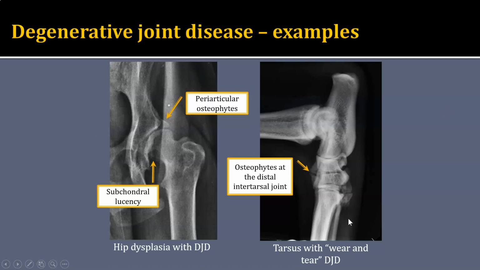This is a lateral view of a tarsus in a dog, and this is a fairly common site of what is probably just aging wear and tear. If you look at this distal intertarsal joint compared to the proximal intertarsal joint at the dorsal aspect, all of this is periarticular osteophytes on the dorsal margin of that distal intertarsal joint.